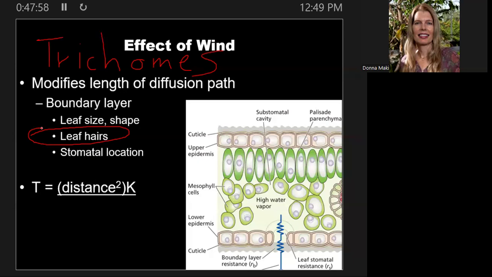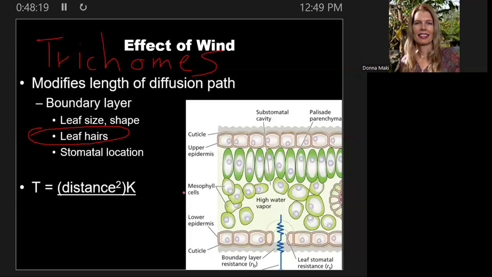And then stomata location. So if you look at certain leaves, some leaves have stomata on both sides of their leaves. Some leaves have stomata only on one side. And again, that's not a mistake. That was a process that was done through adaptation to their environment.